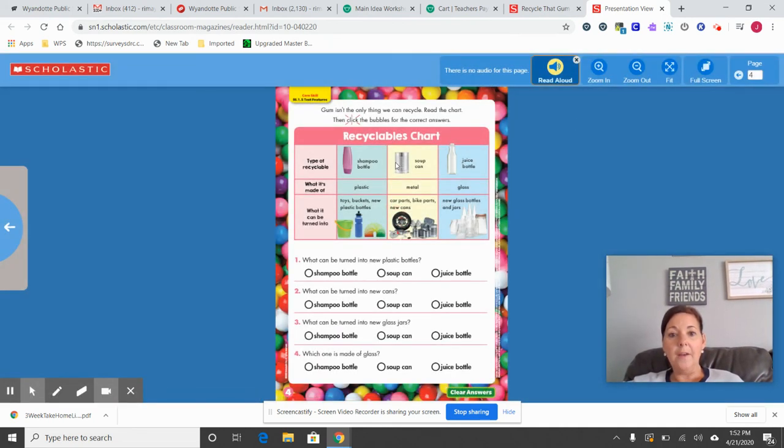Now this is a graph and a chart, and you will read this over. Gum isn't the only thing we can recycle. Read the chart, then click the bubbles for the correct answer.